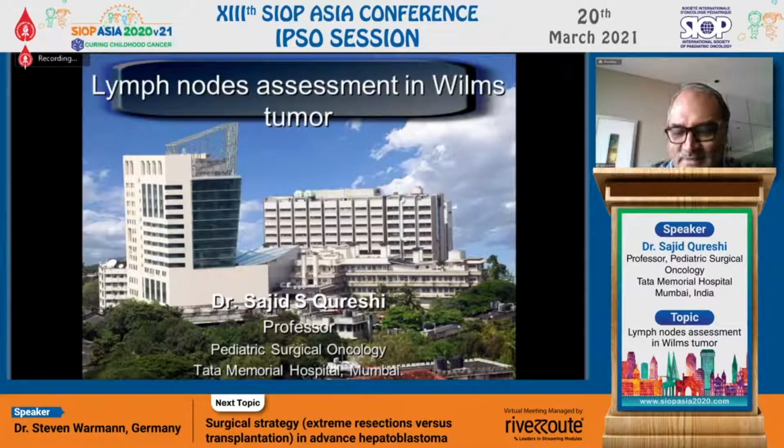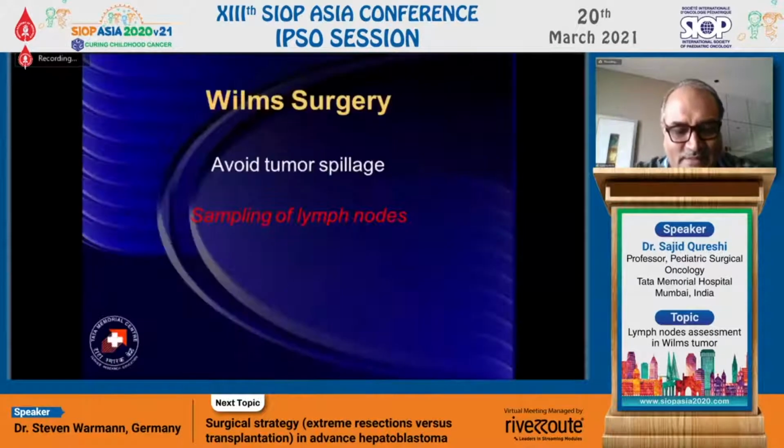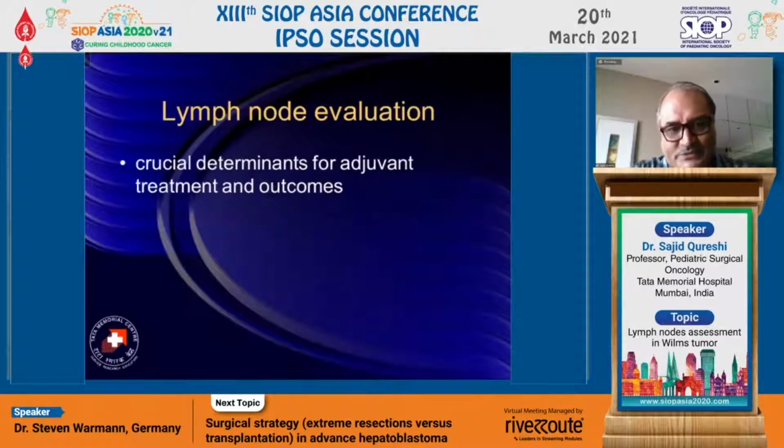Lymph node assessment in Wilms tumor. Now, the two important principles of Wilms tumor surgery are: avoid tumor spillage, and second, never forget to sample the lymph node. Sampling of lymph node is given a very important place in the surgery for Wilms tumor. Why is it so? Because it is a crucial determinant for giving treatment.